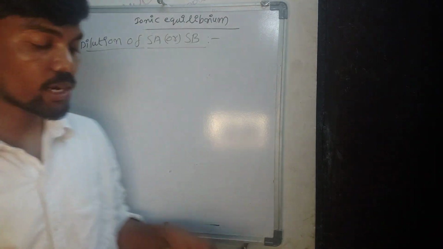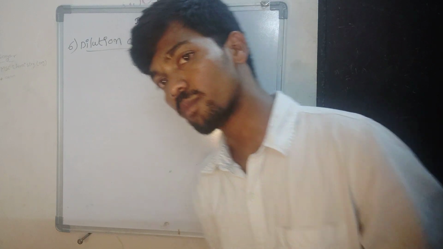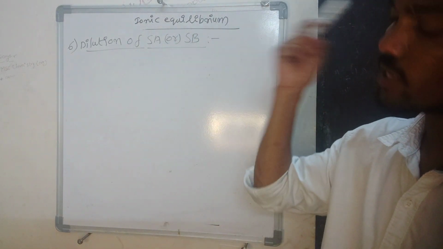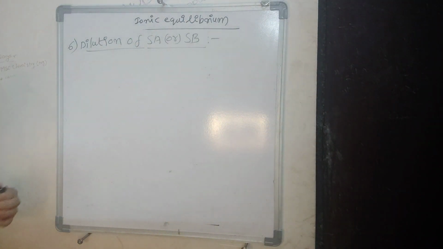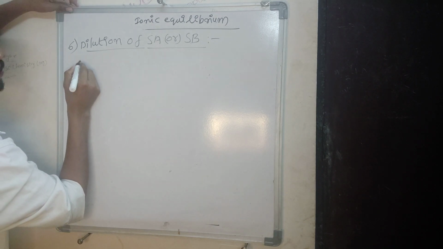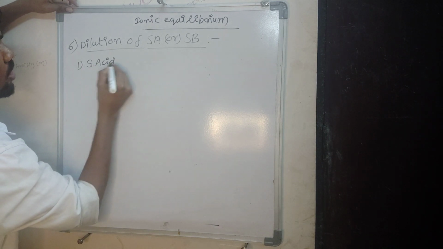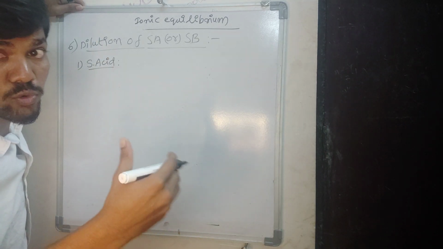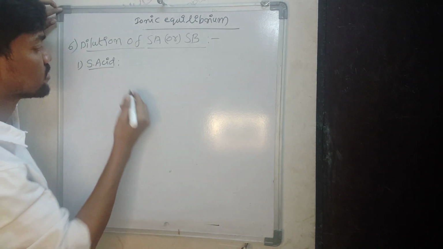Coming to the next point, dilution of strong acid and strong base. Dilution of strong acid and strong base. How can you find out? Suppose if they are given like this, how can you find out for strong acids? If a strong acid is given, dilution means something changes occur. So a new pH will be obtained. So how can you find the new pH?